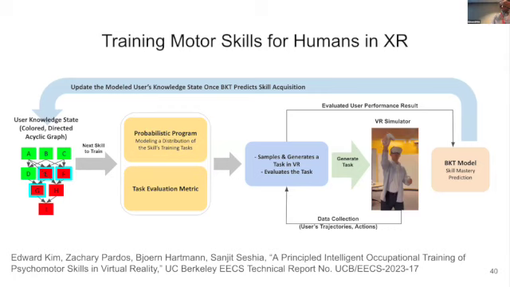Given that, we sample from that Scenic program and generate that scenario or task in VR, and then collect the user's trajectories and actions to evaluate the task, and then evaluate the user performance results, and so on. The part on the right side is inferring the belief state of whether the human has actually acquired the skill or not. I won't go too much into that detail.